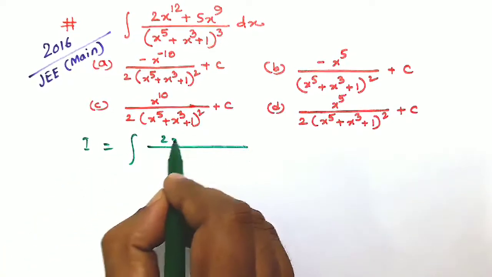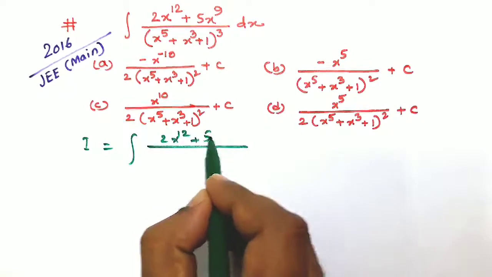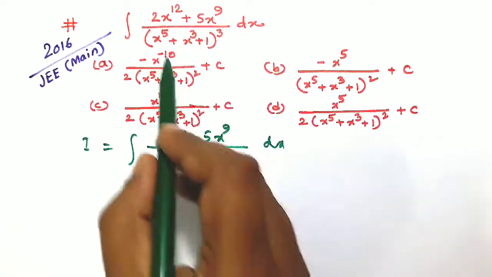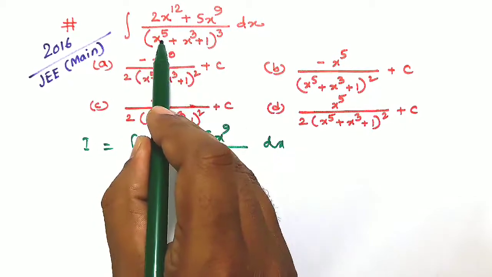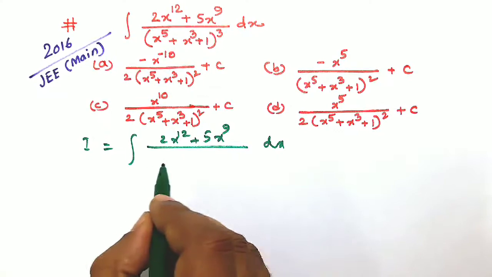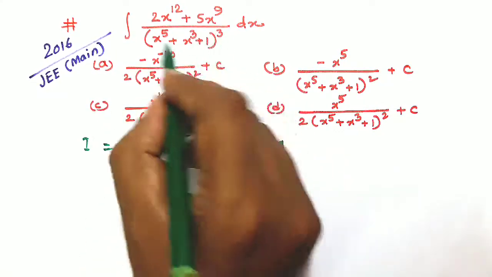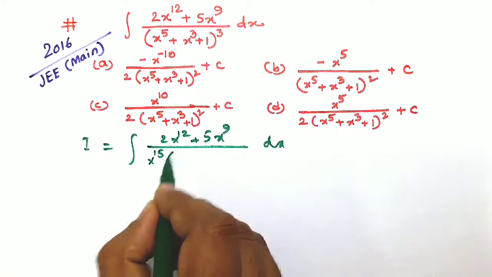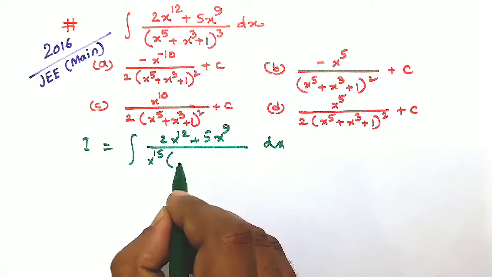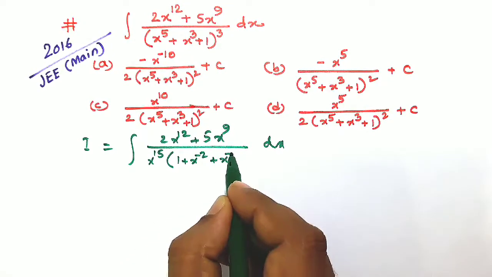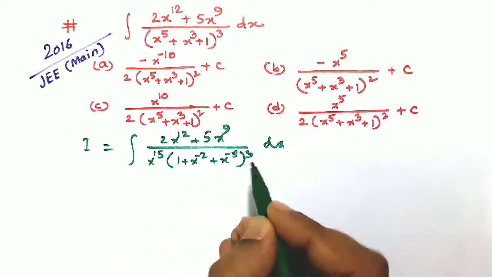This is 2x to the power 12 plus 5x to the power 9 as usual format, and inside the bracket you take the maximum power, x to the power 5. So we have to take x to the power 5 common, and outside there is a cube for this. Actually this is x to the power 15, times 1 plus x to the power minus 2 plus x to the power minus 5, whole cube.